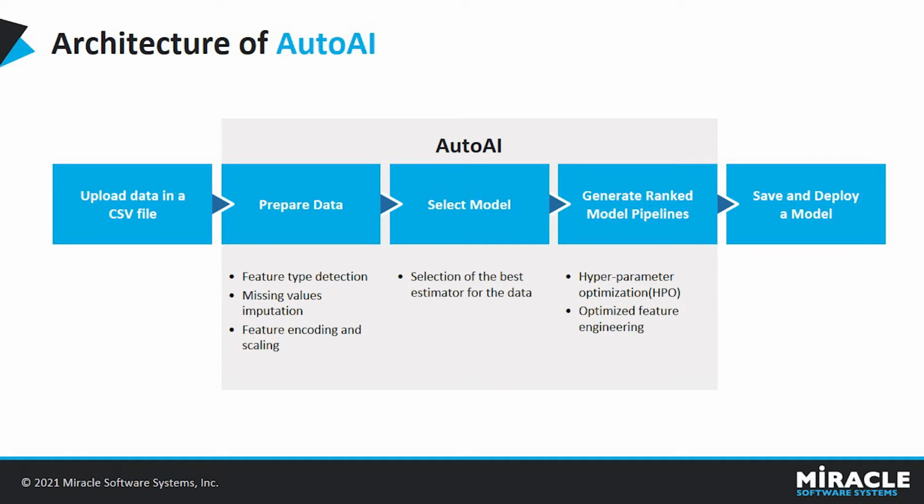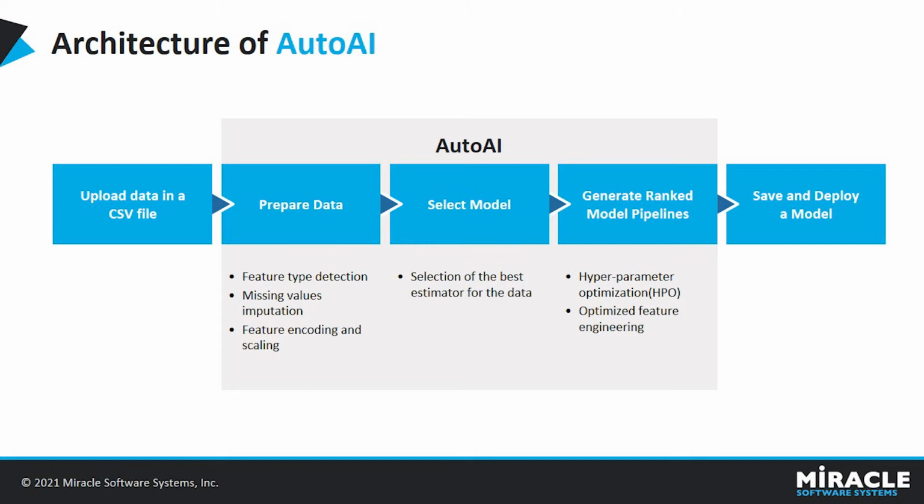The next step here is preparing the data. It's nothing but data pre-processing, which will be done by Auto AI. As discussed, it will automatically detect and categorize the features based on the data type such as categorical or numerical. Depending on this, it uses hyperparameter optimization to determine the best combination of strategies for missing value imputation, feature encoding, and feature scaling for your data.